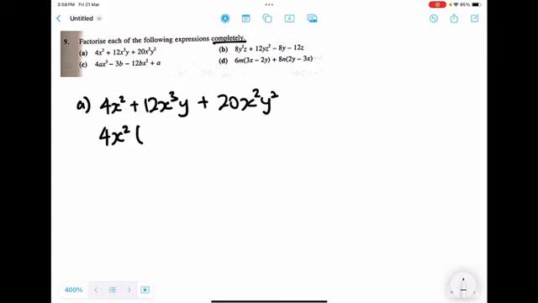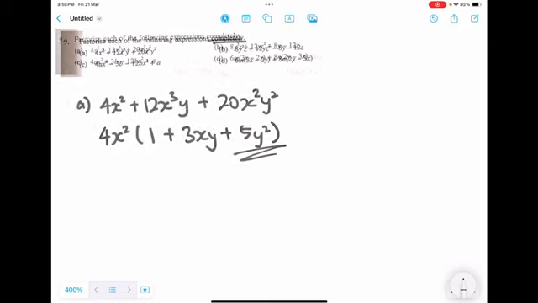So looking at this, when I factorize 4x squared out of 4x squared, what I'm left with is 1. When I take 4x squared out of 12x cubed y, what I'm left with is 3xy. And lastly, if I take 4x squared out of 20x squared y squared, what I am left with is 5y squared. And this is my answer for A.